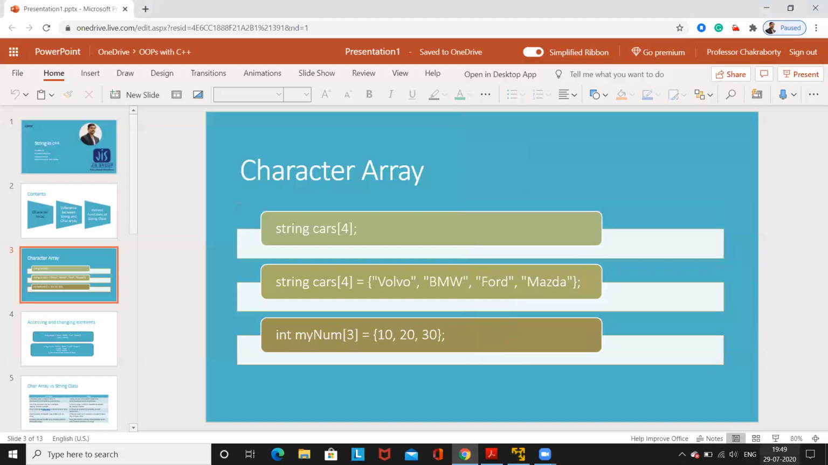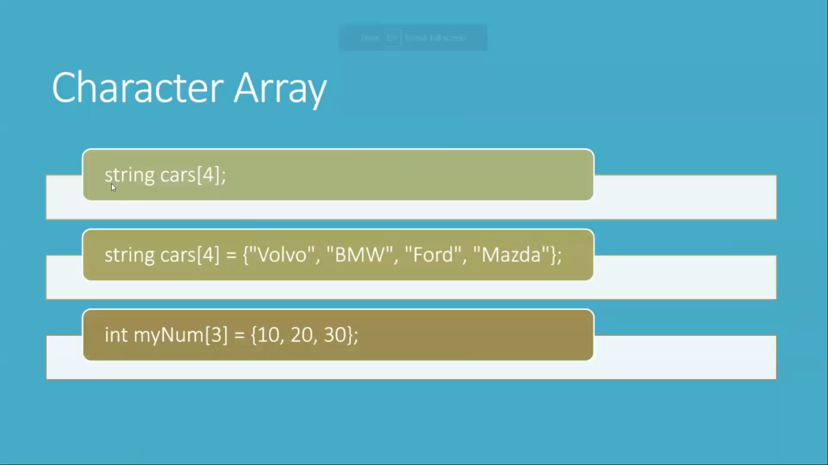The string class is an extra, additional concept in C++. String is a class, and the definition of this class you can find in the string header file, hash include string. So string cars 4 means an array of 4 strings. A word is considered in programming language as a string, while an individual letter is known as a character. So we can declare 4 strings inside the cars array. That is how we declare the size, then initialize the values of cars, and we can access them with the help of a for loop.